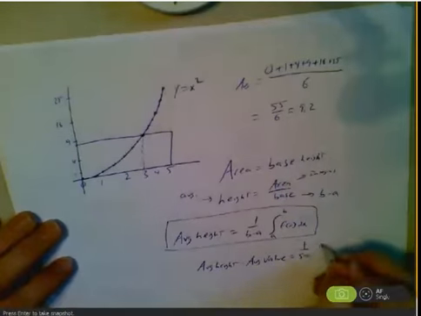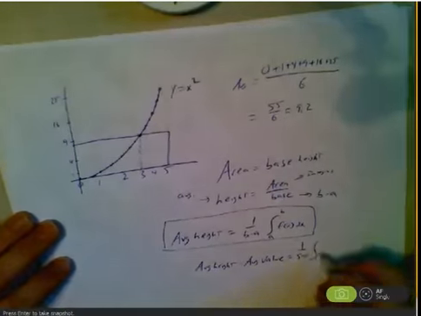So 1 over 5, because b minus a is 5. Calculate out the integral, which we've done a million times: x cubed over 3, evaluated from 0 to 5. Substitute in and then simplify. And that will give us the exact average height for that rectangle that has the same area as under our curve.